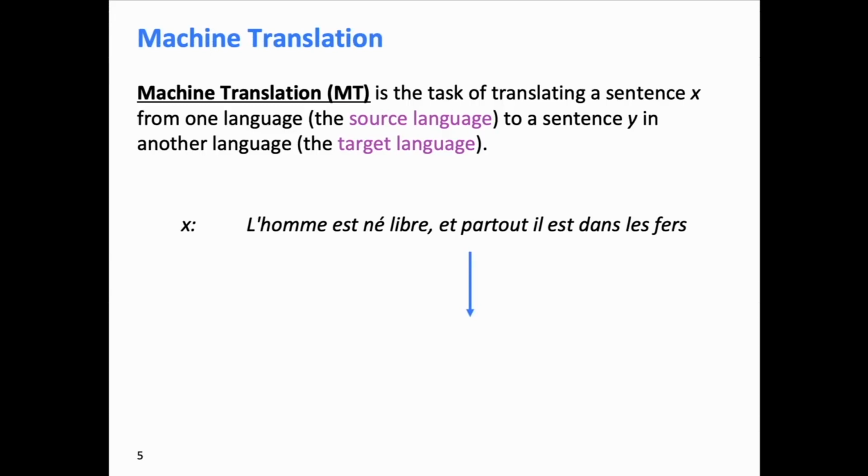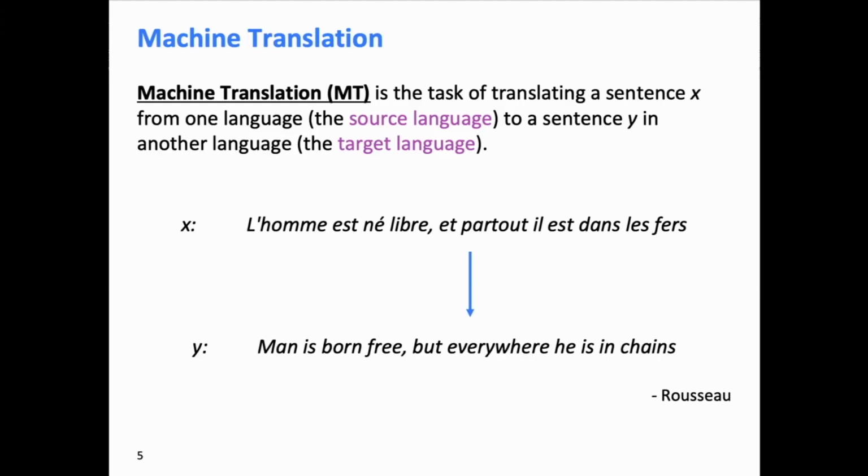That was a fairly literal translation. It's usually translated, this quote by Rousseau is usually translated as man is born free, but everywhere he is in chains. But there's an ambiguity. Should fers be literally irons or chains? Also, you could choose to translate l'homme as man, or maybe humankind. So this is an example of machine translation, and there's already quite a few choices you can make.